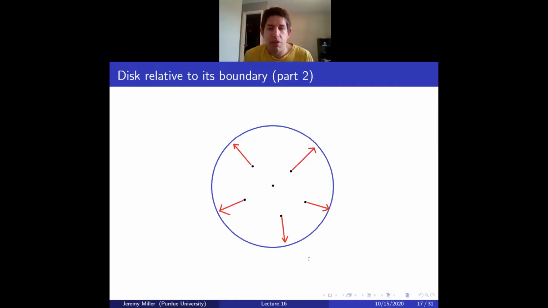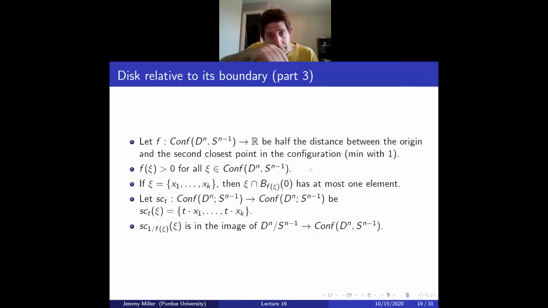Yeah. So what's the picture? Basically, we just want a way of saying shove all but one point out to infinity, but we want to do this in a continuous way. Yeah, so what we're going to do, we'll let f from this configuration space to R be half the distance between the origin and the second closest point. That's what we talked about before. So f of the configuration is going to be some number.